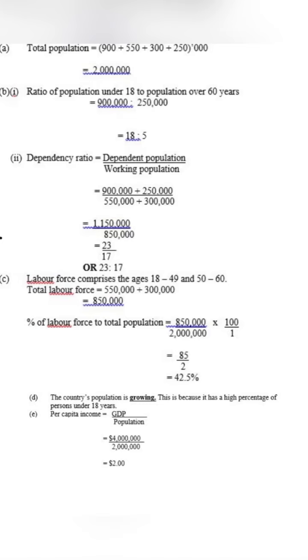Let's look at the E part of the question, that is per capita income. The per capita income is done by dividing the GDP, or the country's net income for that year, by the total population. And when we do that, we are going to get $2 for the per capita income.